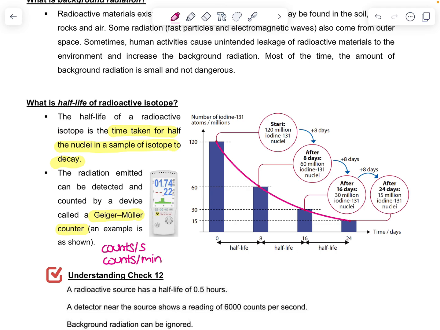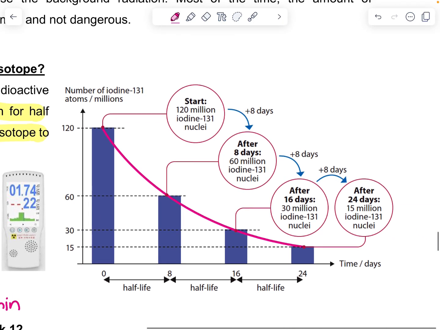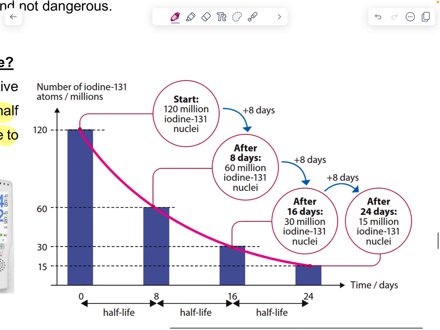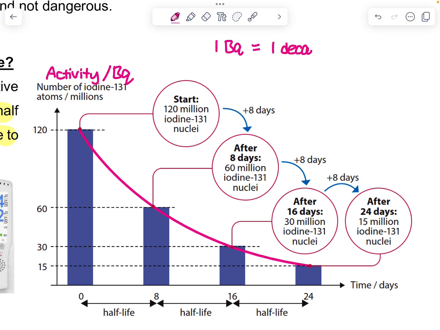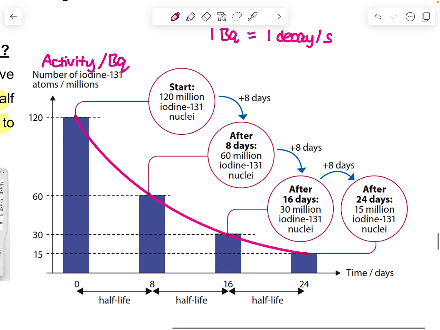Fewer radioactivity means a lower number of radioactive nuclei. So here we have the number of iodine-131 atoms, or we can have it in the form of activity in becquerel. The symbol 1 Bq is equal to 1 decay per second. So it's a measurement of radioactivity.